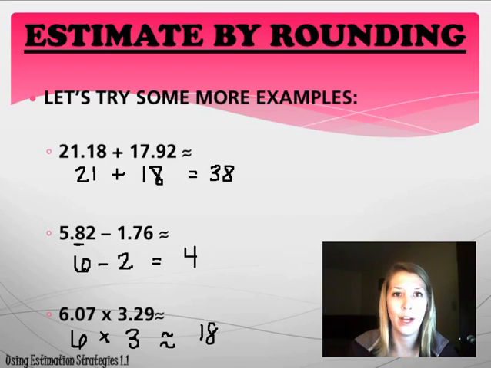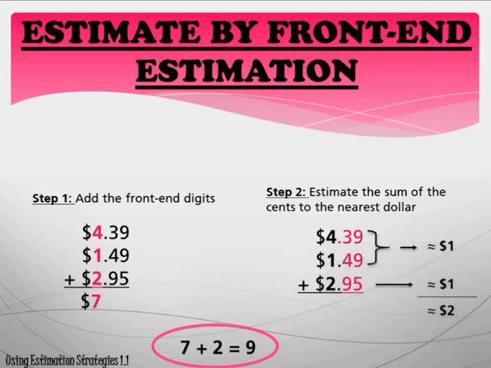Now we're going to move on to estimation by front end, by using the front end estimation. The first step of this kind of estimation is to add the front digits first. So in this case, we're working with money. We're going to add that first column. So before the decimal point, we're going to add up the front digits. In this case, 4 plus 1 is 5, plus another $2 is $7. I then put that information over here.